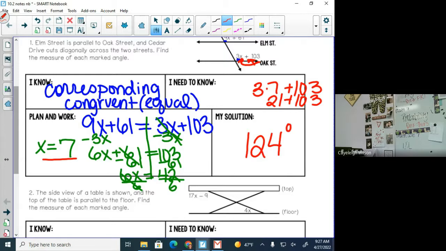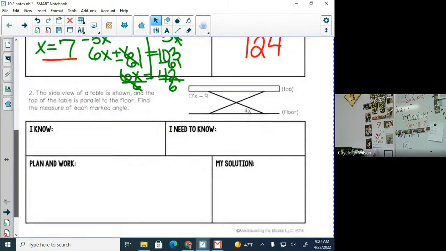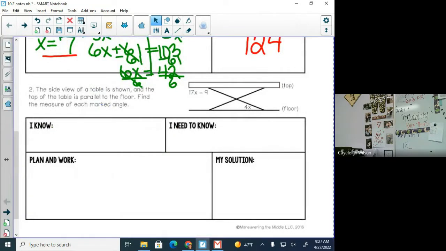All right, let's look at number 2. I think this is the hardest one of the paper. So on number 2, it says the side view of a table is shown and the top of the table is parallel to the floor. Find the measure of each marked angle.